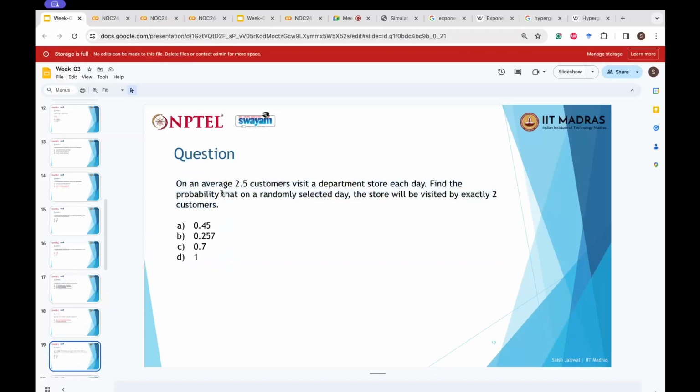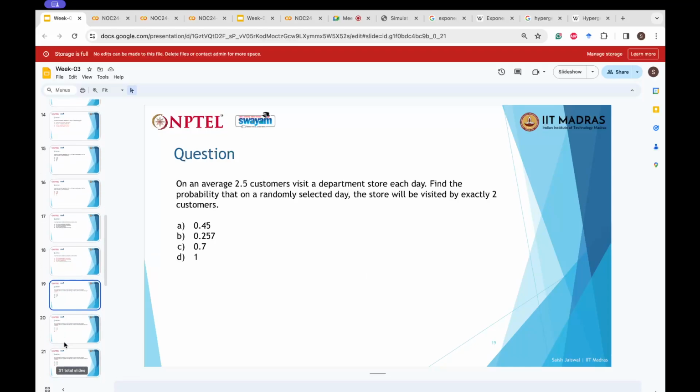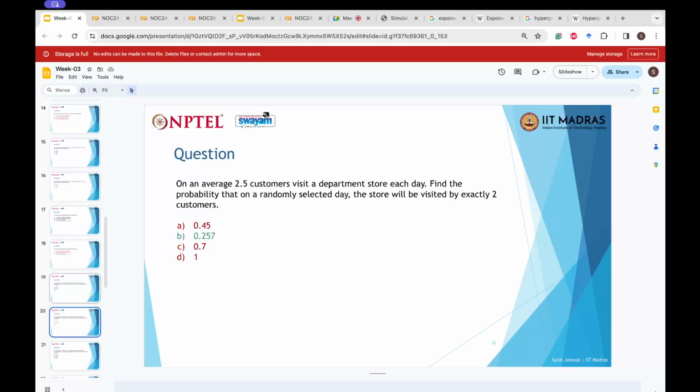Okay, so in this case, on an average 2.5 customers visit a department store each day. Find the probability that on a randomly selected day, the store will be visited by exactly 2 customers. So it was a Poisson distribution, and random variable was the number of customers. Okay. So answer, we'll do this in Colab as well.